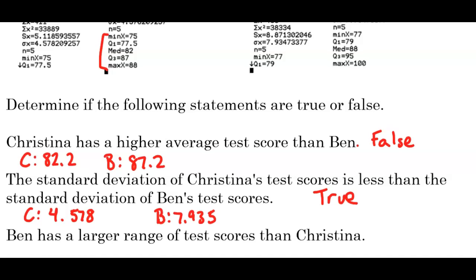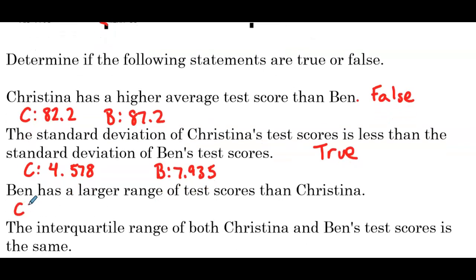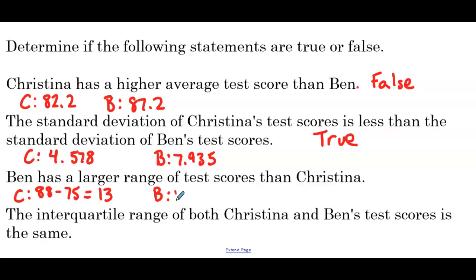Ben has a larger range of test scores than Christina. Okay, so that's the max minus the min. That's part of our 5-number summary. So for Christina, that's 88 minus 75, so that's a range of 13. And for Ben, that's 100 minus 77, which is 23. So Ben does have a larger range of test scores, so that's true. And again, we could have seen that just from the list, but it's nice to verify it mathematically.